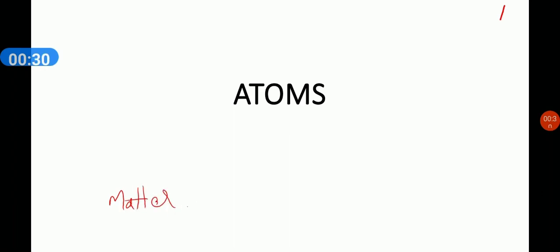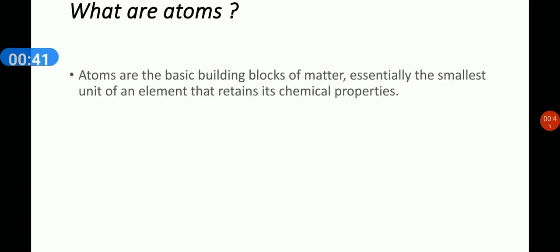Building blocks of matter means the smallest units of elements and their chemical properties. Next we will see the definition. So what are atoms? Atoms are the building blocks of matter, essentially the smallest unit of an element that retains its chemical properties.